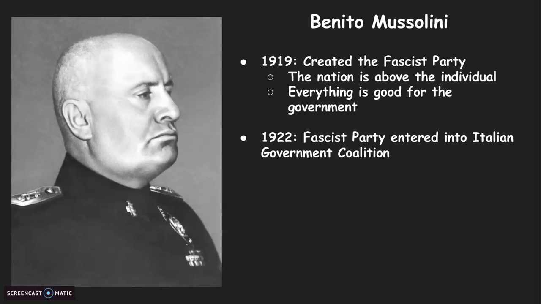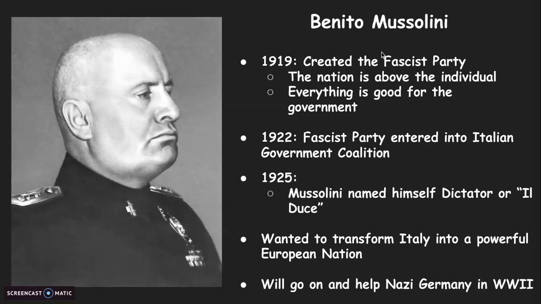They wanted to have a stronger European nation. Mussolini started these small armies called the Black Shirts that went around and forced the Fascist Party to become part of the Italian government coalition. In 1922 the Fascist Party enters that coalition. And by 1925, Benito Mussolini names himself dictator, or Il Duce, of Italy. So now he has put himself in charge of Italy.